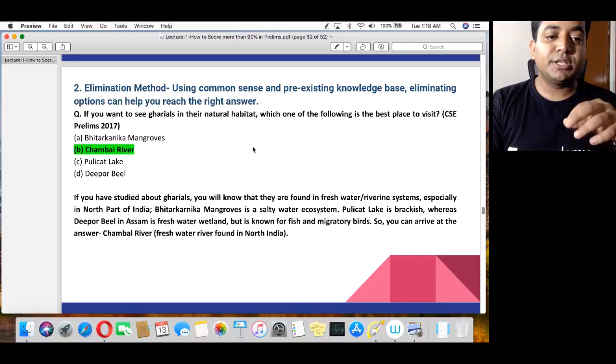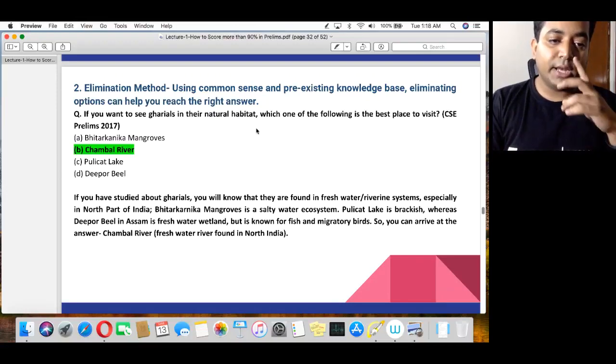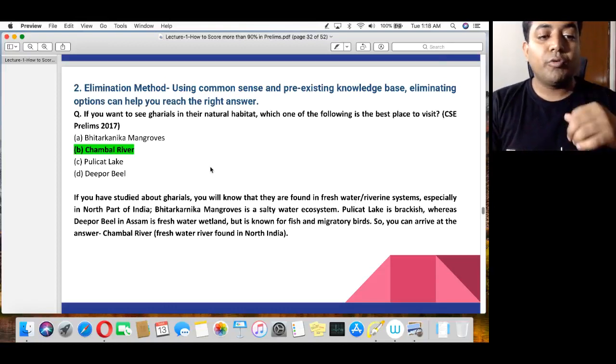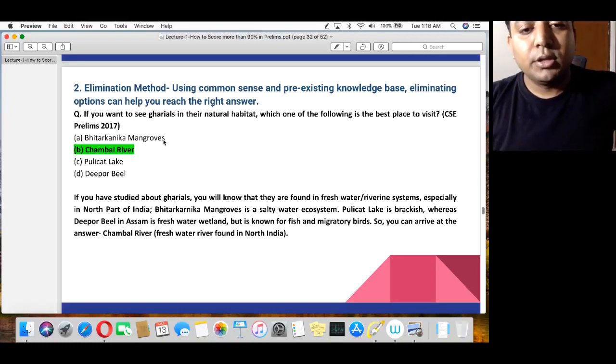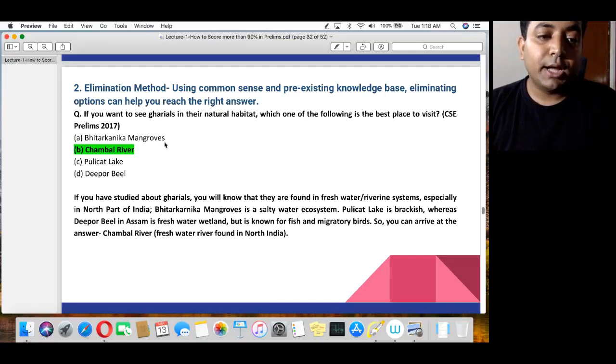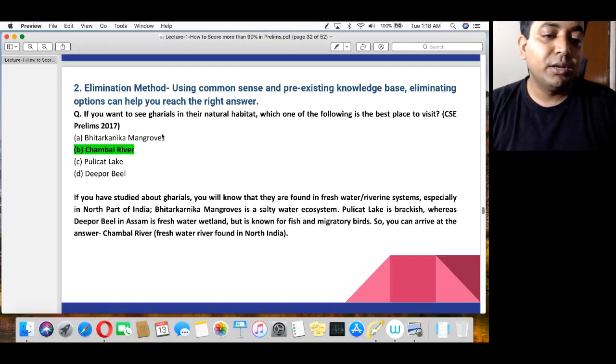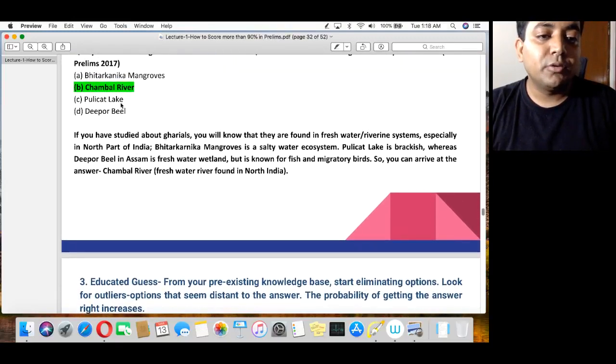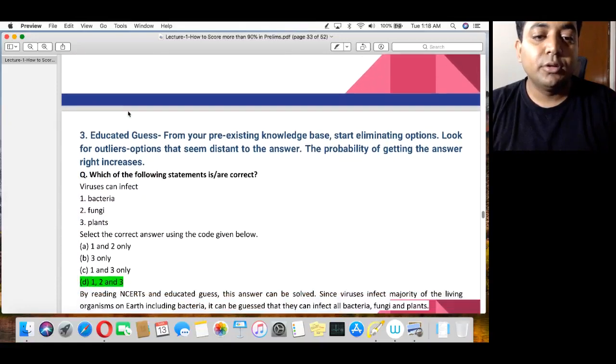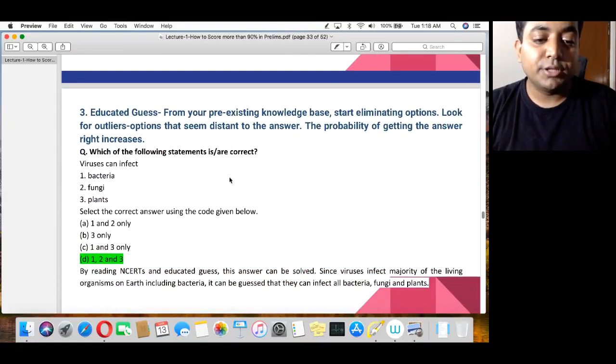But let's see the elimination method. If you want to see ghadials in their natural habitat, which one of the following is the best place to visit? If you have basic knowledge, you know ghadials are in freshwater systems, so they will not be found in mangroves, which are usually salty water. So A is eliminated. Pulicat Lake is also brackish, so they will not be found there either. If you know the direct answer, it's Chambal. But A and C can be eliminated easily, so the answer will be B or D. Even if you take a 50% guess, that is good.